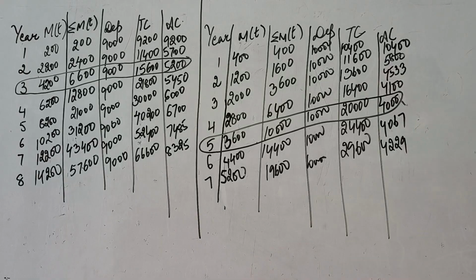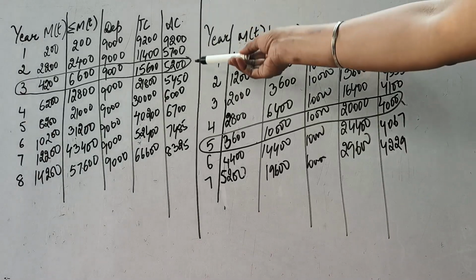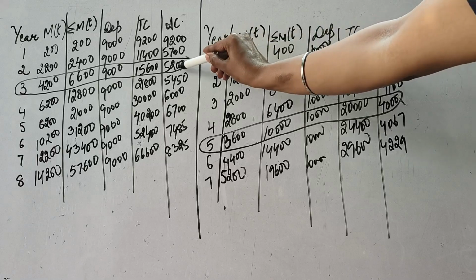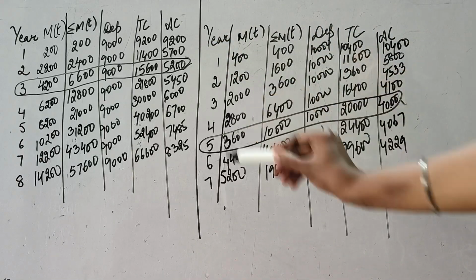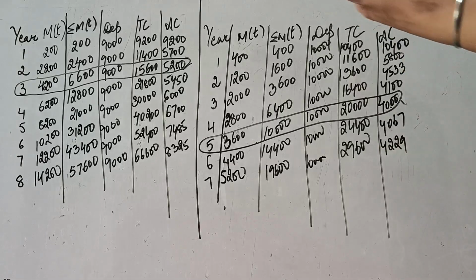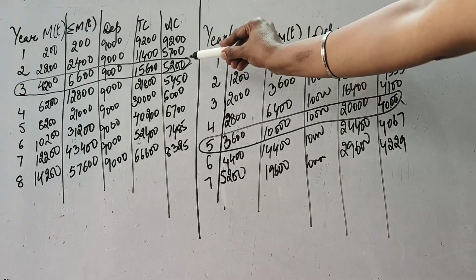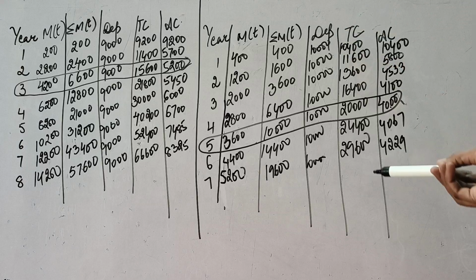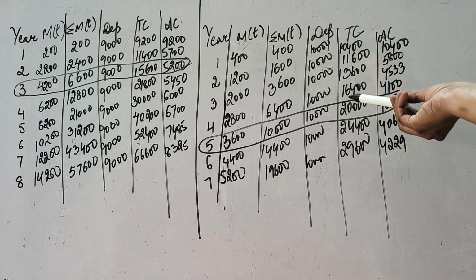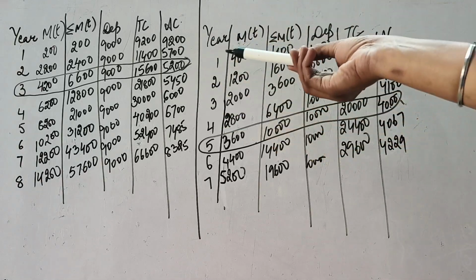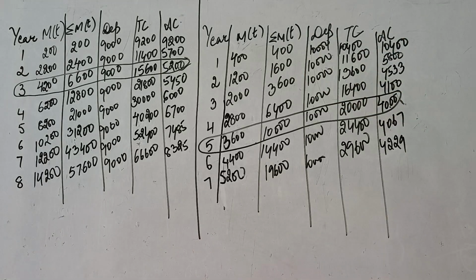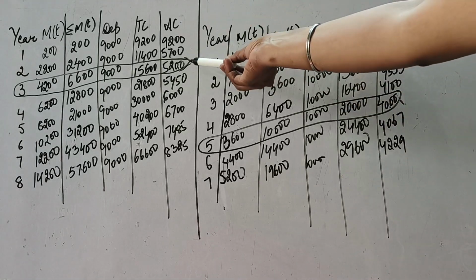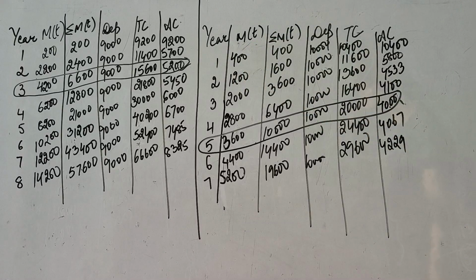Now look very carefully. Here machine 1 is having the minimum cost in the third year, while for machine 2 minimum cost is coming out in the fifth year. If it would have been the same, like in the third, we would have written that machine B can be replaced with machine A, or machine A can be replaced with machine B in the third year. But now the problem is, here the third year's cost is minimum and here the fifth year's cost is minimum.